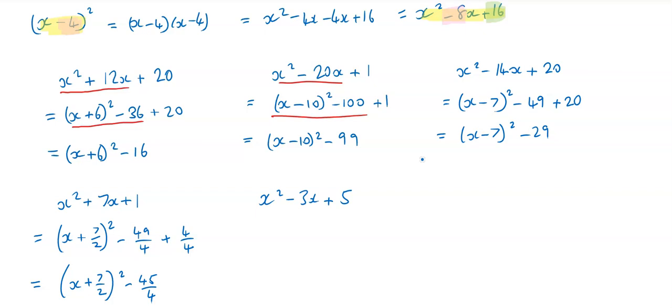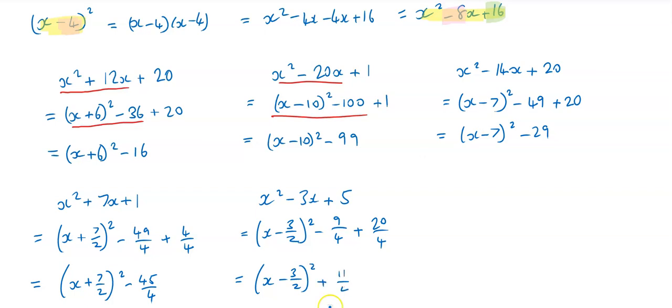Try that one. So we have (x - 3/2)^2. Take away the byproduct, the 9/4. Add 5. 5 is 20/4, which gives us (x - 3/2)^2 + 11/4.